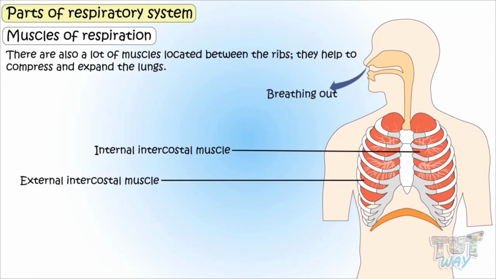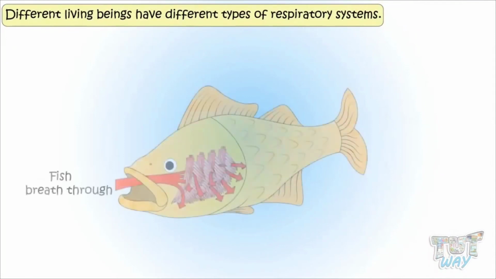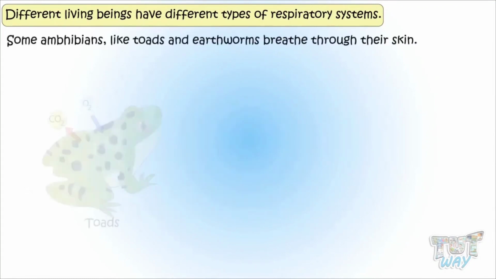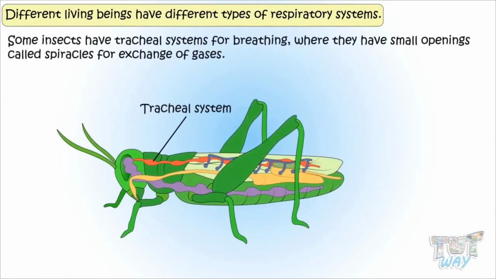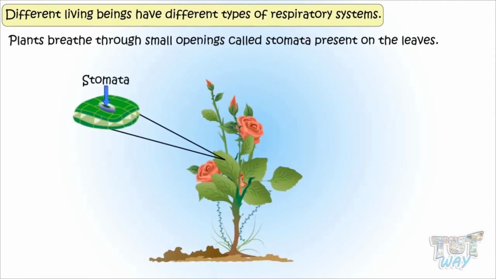Breathing in and breathing out. Different living beings have different types of respiratory systems. Some amphibians, like toads, and earthworms breathe through their skin. Insects breathe through trachea and spiracles. Plants breathe through small openings called stomata present on the leaf.